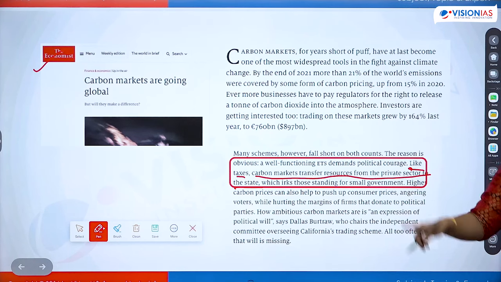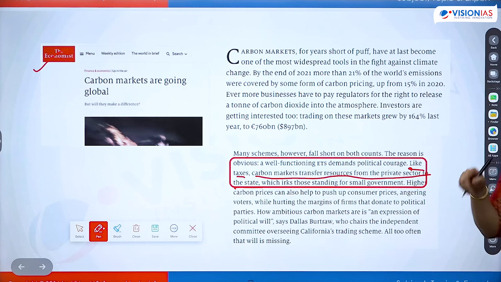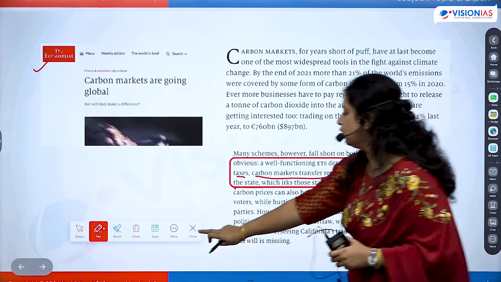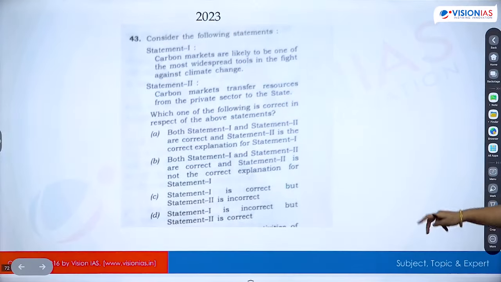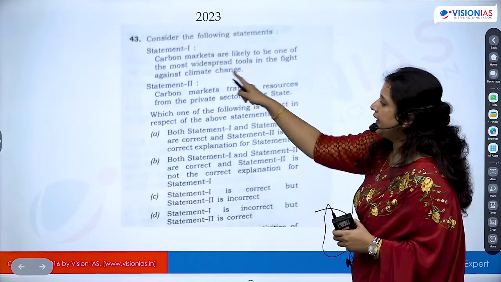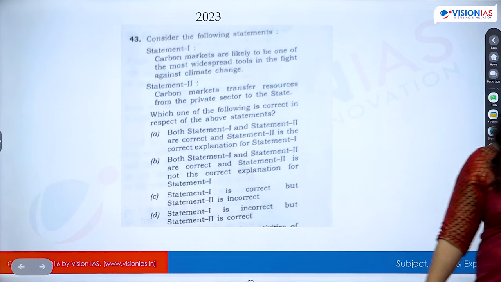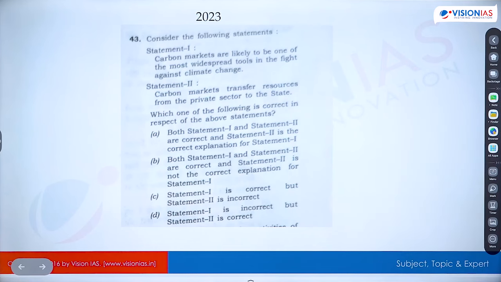So that statement is also correct, and that is why it is a good tool. That is why it is an effective tool in the fight against climate change, because private resources are pitching in, and therefore statement 2 is the correct answer of statement 1.